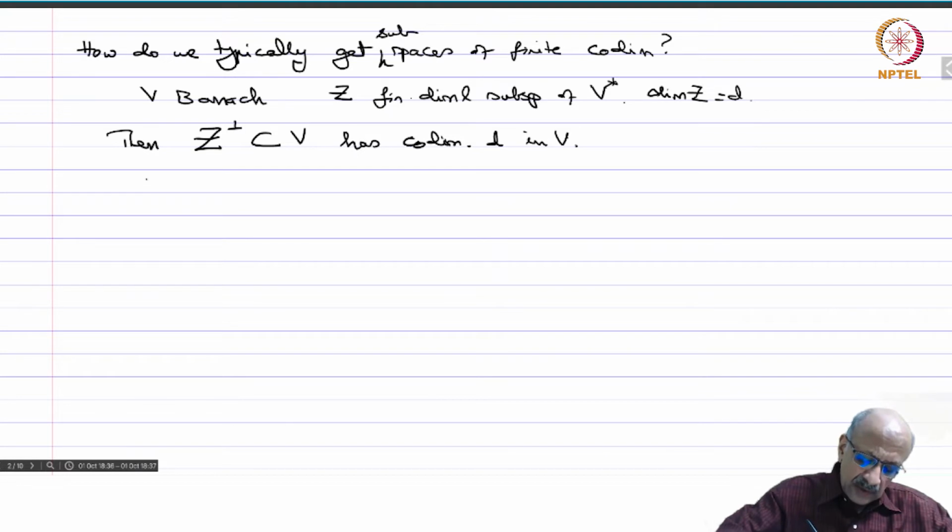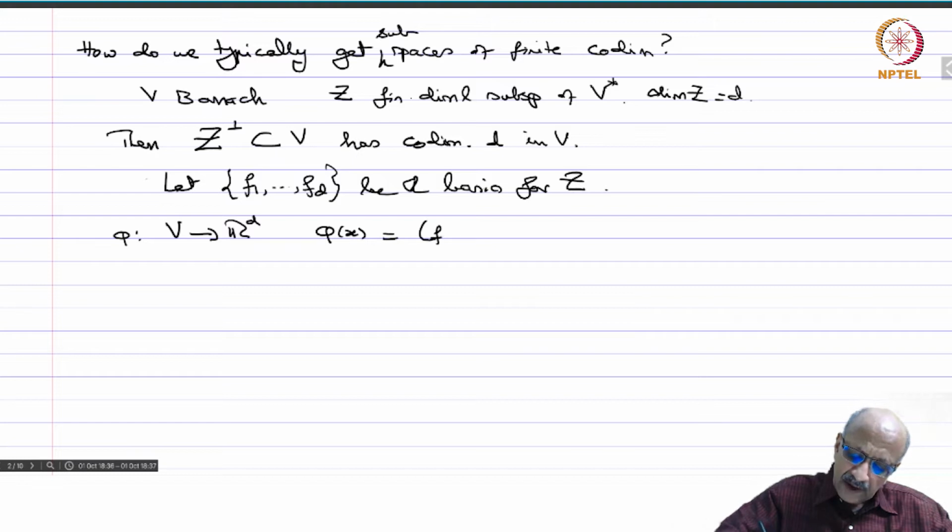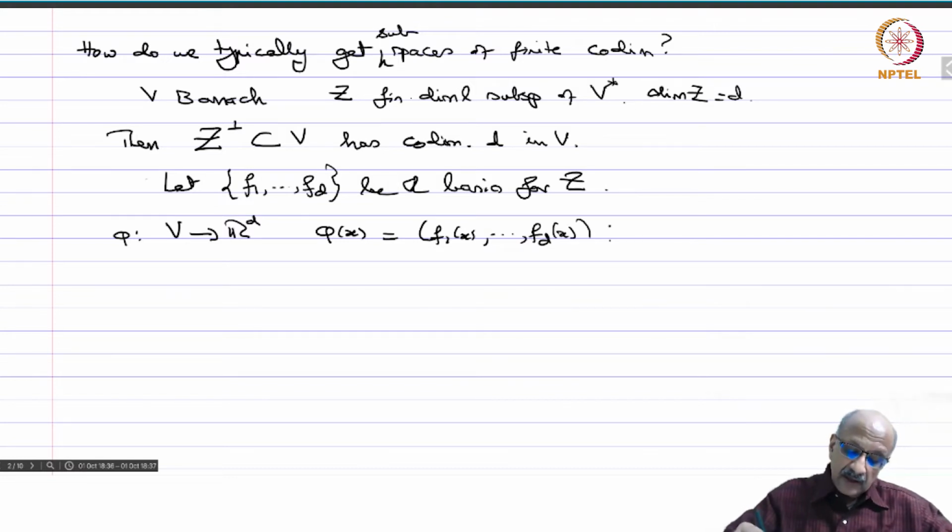Now how do we have this? So we define a map from V to R^d. So let f1, ..., fd be a basis for Z. Then you define a map from V to R^d, call this phi. So phi of x equals (f1(x), ..., fd(x)). Of course this map is continuous, linear, and in fact phi is onto.